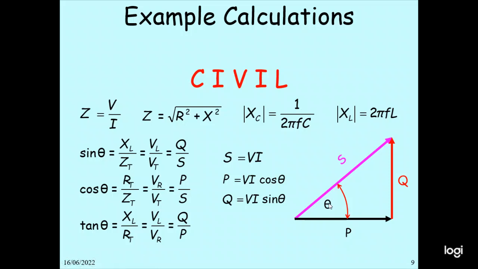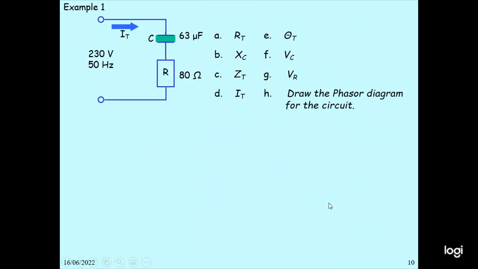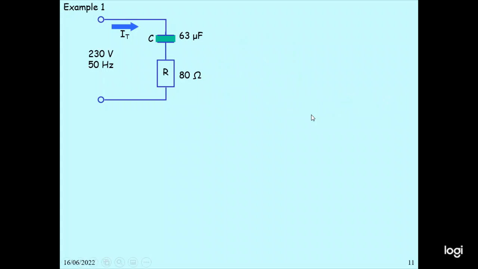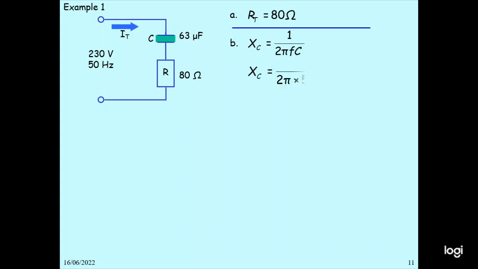So that is example number 1. Now the next one. In this case, an 80 ohm resistor and a 63 microfarad capacitor are connected in series to a 230 volt, 50 hertz supply. We have to calculate these values and draw the phasor diagram. So we draw R equal to 80 ohm and XC equal to 1 by ωC. This is the way to calculate R, XC and Z now.